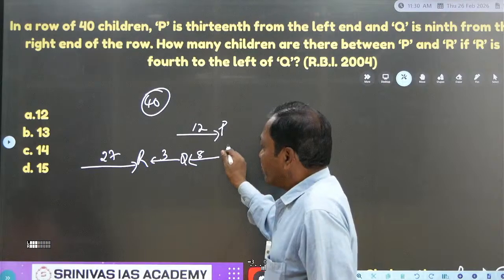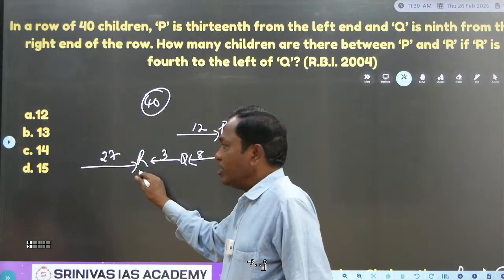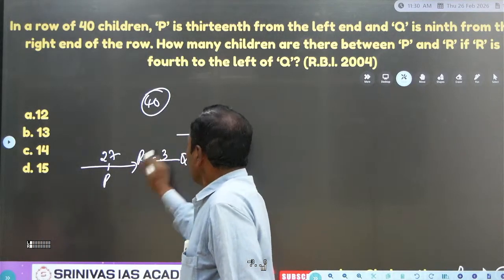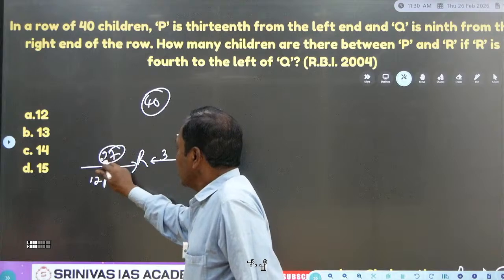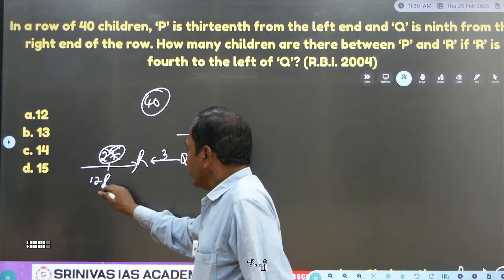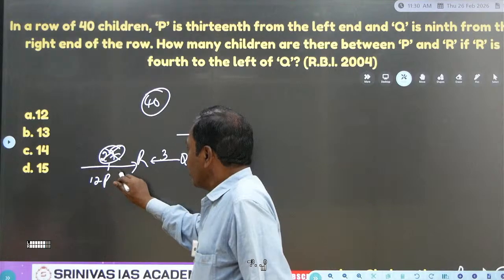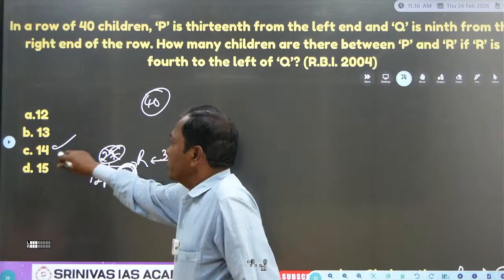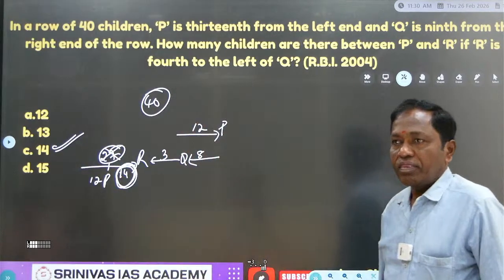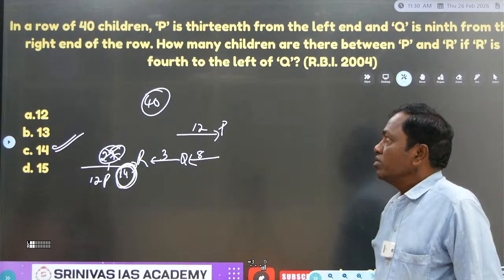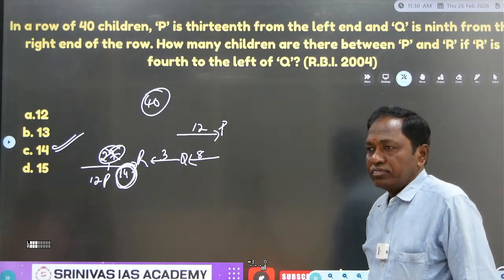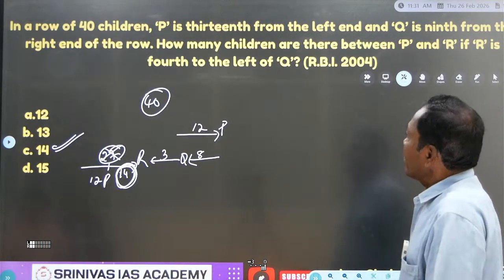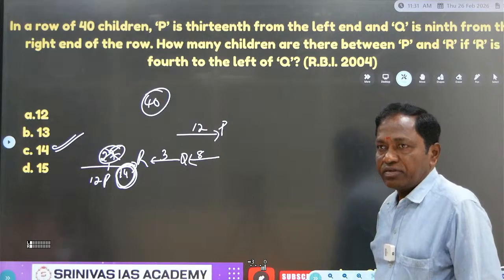P is 13th from the left. R is 28th from the left hand. There we have to adjust. Let us take P here. This is 12. This is totally 27. 27 minus 13. How many will come? 14. So between P and R, how many people are there? 14. Okay. And this question specifically suits CSAT.